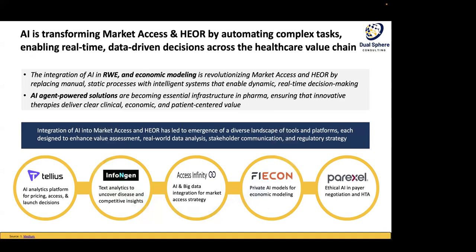A few more examples. Let's see how AI is transforming market access and HEOR by automating some of the complex tasks. Okay, so Telius: an AI analytical platform for pricing, access, and launch decisions. InfoEngine: text analytics to uncover disease and competitive insights. Access Infinity: AI and big data integration for market access strategy. Ficon: private AI models for economic modeling. Parexel: ethical AI in payer negotiation and HTA.